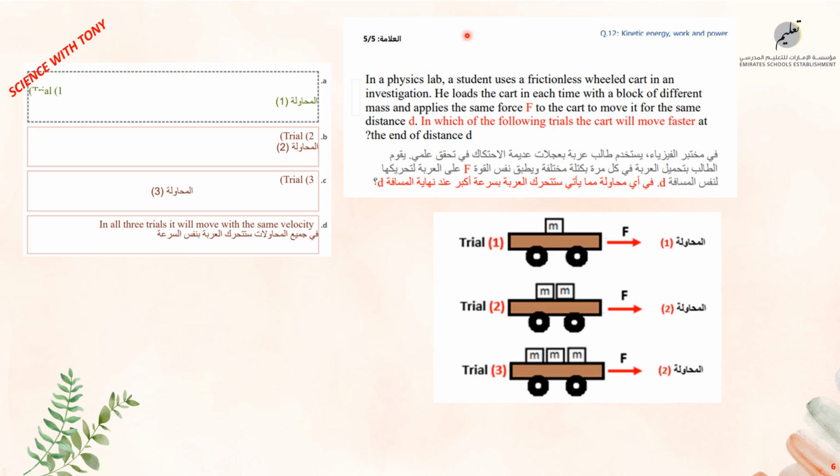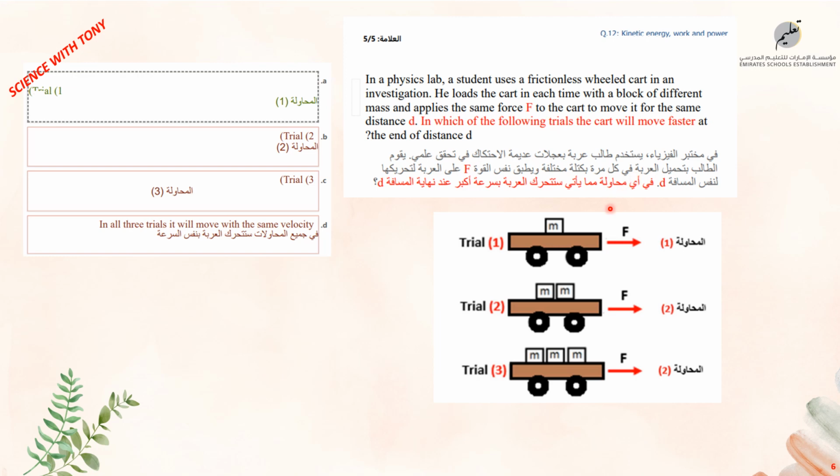So here we continue with question 5. In a physics lab, a student uses a frictionless wheeled cart in an investigation. He loads the cart each time with a block of different mass and applies the same force F to the cart to move it the same distance d. In which of the following trials will the cart move faster? In which one will the cart move faster at the end of distance d?